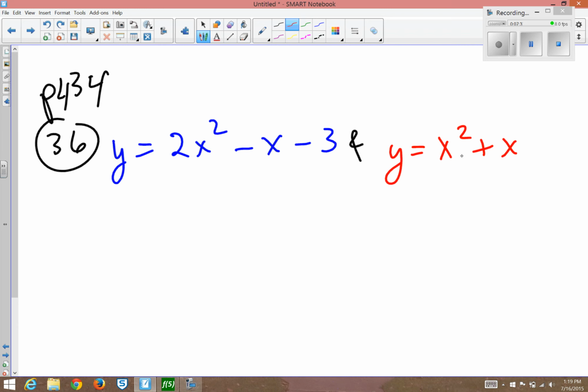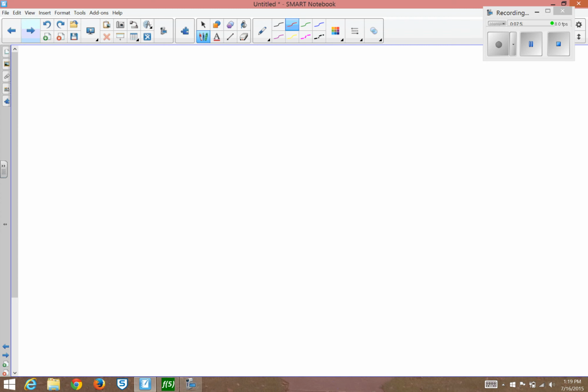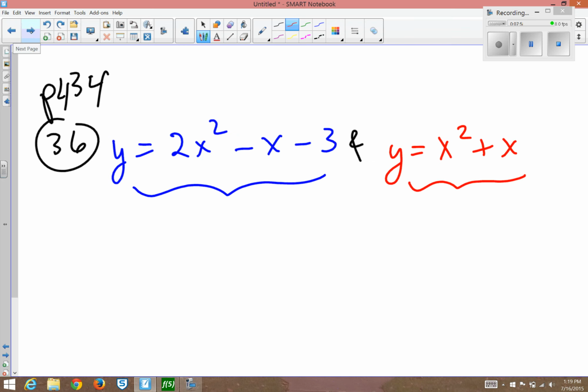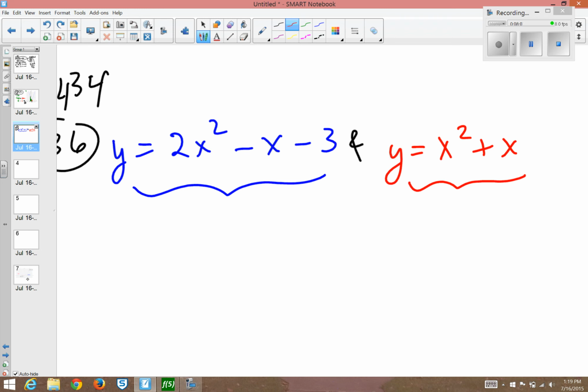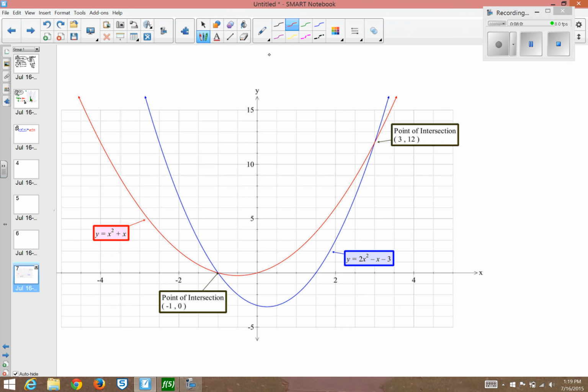The question is to find the area between these curves. So you would take your time to graph this parabola and then also graph this parabola. It'll take a while and you'll end up with this picture right here.